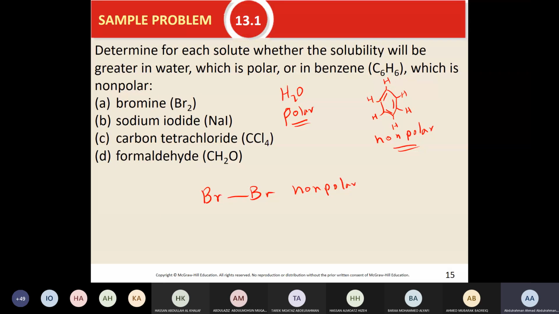How about sodium iodide? It will dissolve in water. Why? Because it's ionic, not only polar, it's ionic. Because water is polar, there is a partial positive and a partial negative in it, and it will dissolve the ionic compound.